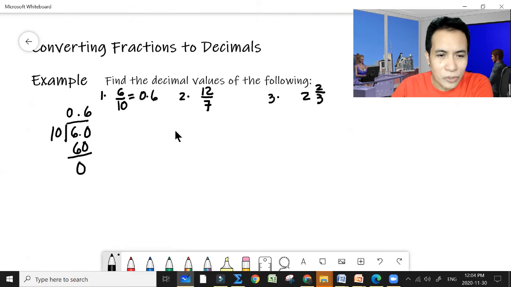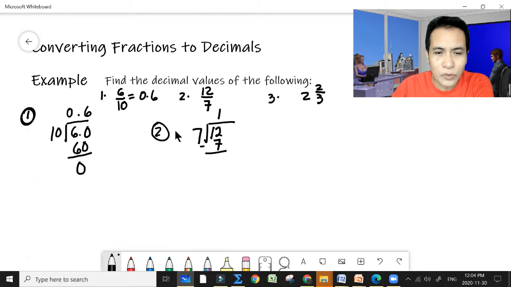All right, so let's go to the number 2 solution. This is our number 1. So our number 2, 12 divided by 7. 12 divided by 7 is 1. 1 times 7 is 7, so we subtract 12 minus 7, that's 5. 5 divided by 7 cannot be done, so we're going to add zeros here. Bring down 0. We have a decimal point here, so we have to put it in our quotient now. So 50 divided by 7, that's 7. 7 times 7, that's 49. 50 minus 49, that's 1.